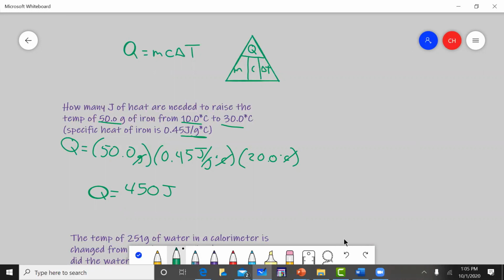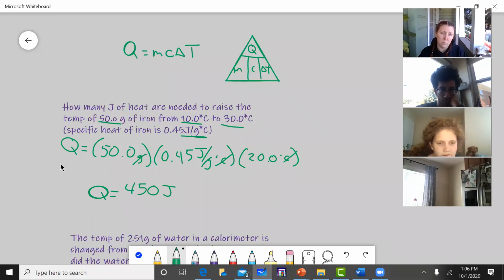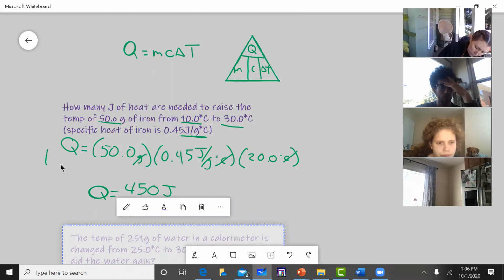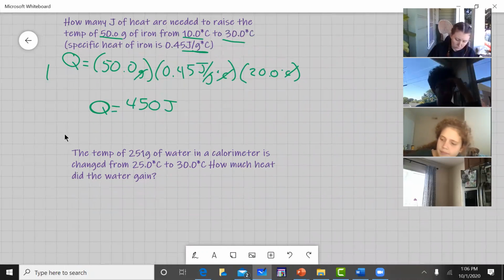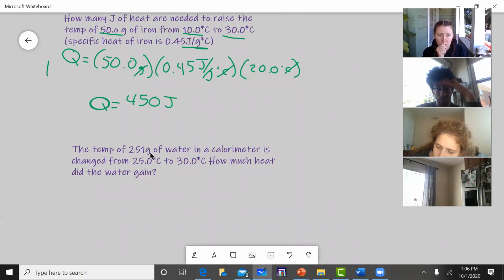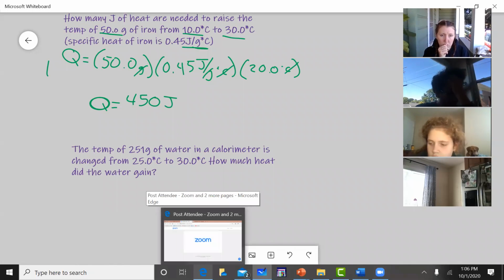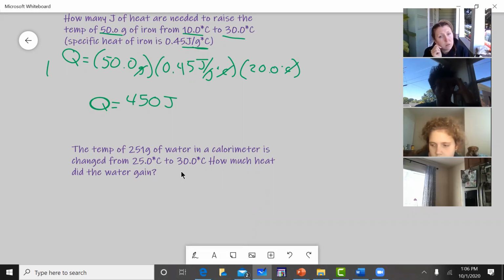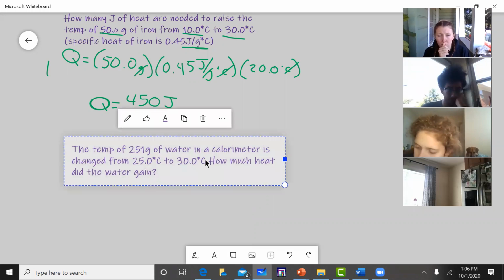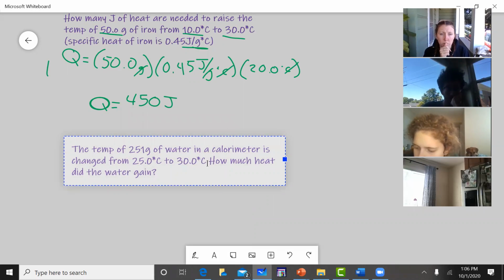I want you to do one more. I'm only going to give you like 2-3 minutes for the second one. Let's say the temperature of 251 grams of water in a calorimeter is changed from 25 degrees Celsius to 30 degrees Celsius. How much heat did the water gain? Period in there as well.